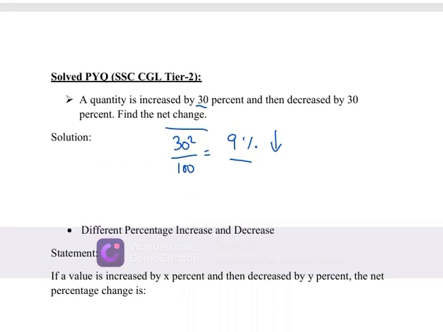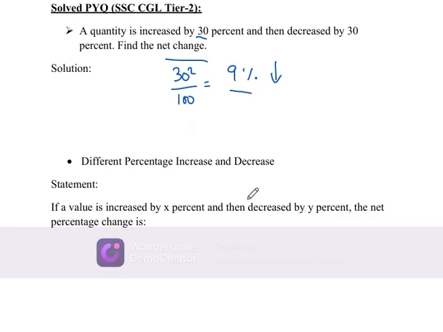Now let's move to the next concept: different percentage increase and decrease. The case where the percentage increase and decrease are different. Suppose x% is increased in the value and the further decrease is y%. Then how to find the net change? The net change is given by the formula x minus y, that is the difference in the changes, minus x into y upon 100. This will give you the net change. The positive value will give you the increase and the negative value will give you the decrease.